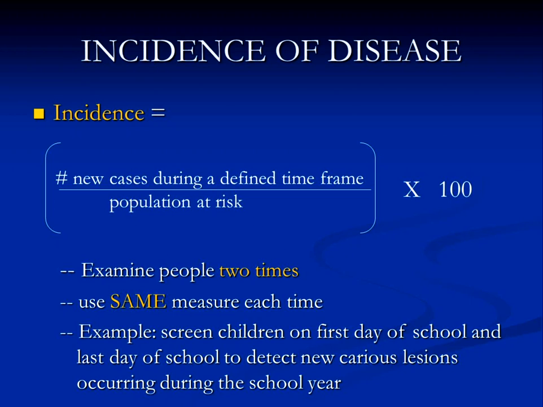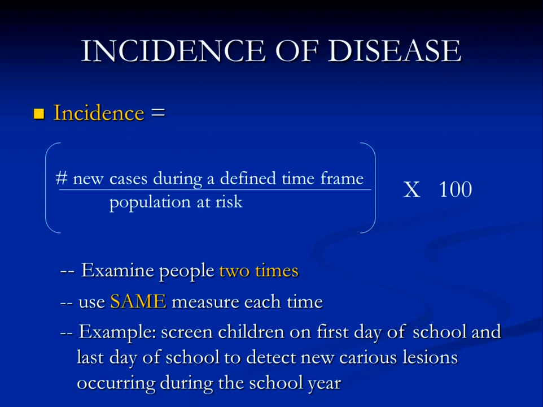Now, what's really interesting is that short-lived diseases like the flu can have a high annual incidence, but a low prevalence. But a lifelong disease, like a chronic disease like diabetes, can have a low annual incidence, but a high prevalence within a population. So you can have high incidence, low prevalence, and vice versa.